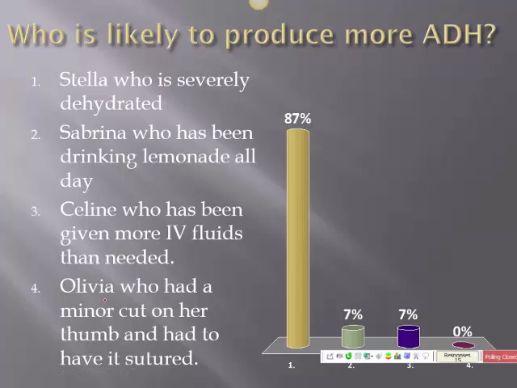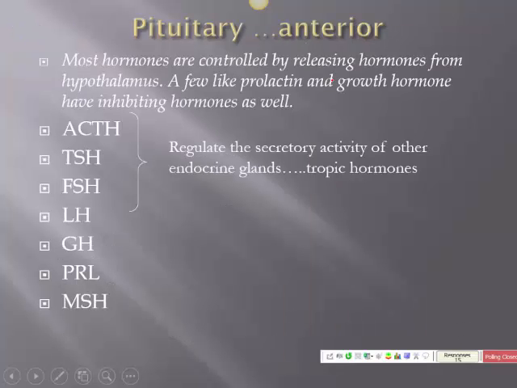Just a minor cut on her thumb, and she had to have it sutured. So she's really not lost too much blood or anything, okay? So here, she's the one who's going to produce more ADH, okay? So I'm glad you're carrying on, you're getting the concept, because your questions are going to be like this, where I do want you to know the actions, but I want you to be able to apply those actions.